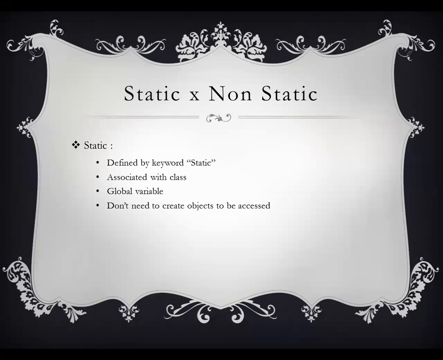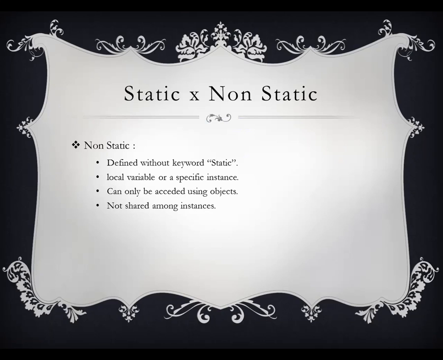Now I'm talking about the difference between static class variables and non-static class variables. A static class variable is defined by the keyword static before the name of the variable. All static class variables are global variables and don't need an object to be created to be accessed.